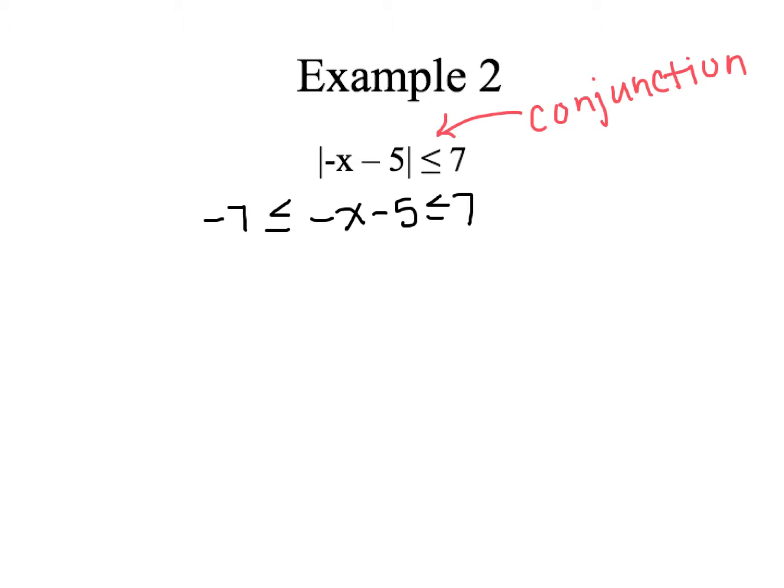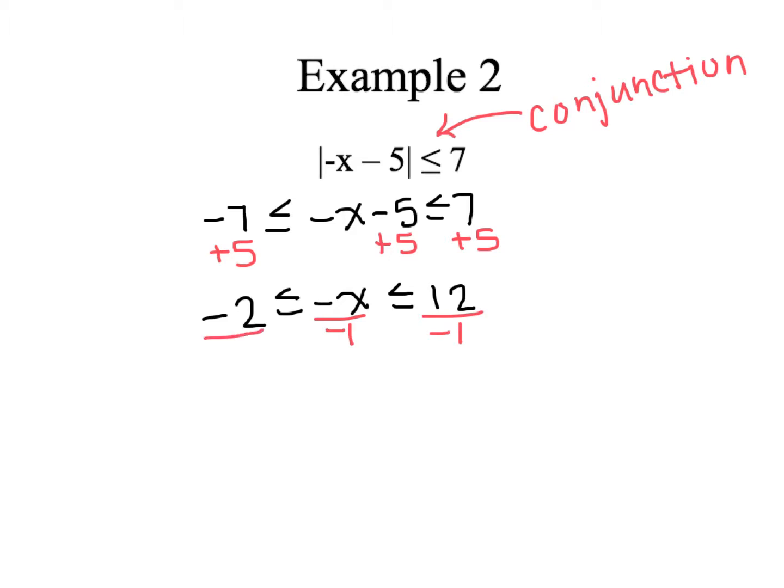Okay, so I'm going to work from the inside. I'm going to add 5 to all sides. So I get -2 is less than or equal to -x, which is less than or equal to 12. All right, I have a negative inside, so that means I need to divide by a negative to all 3, which also means I need to change my signs.